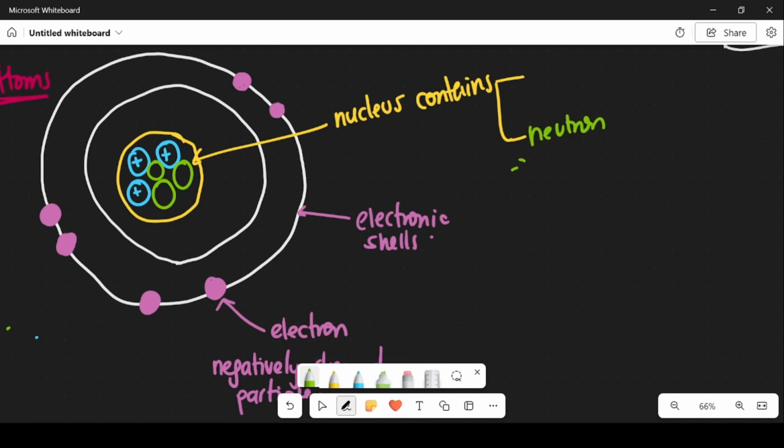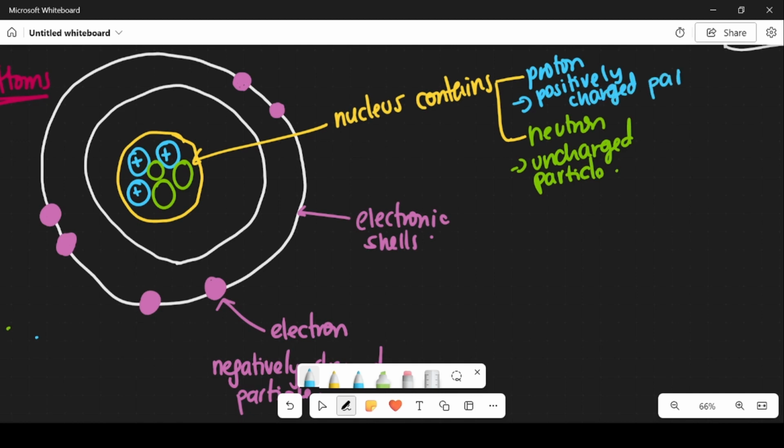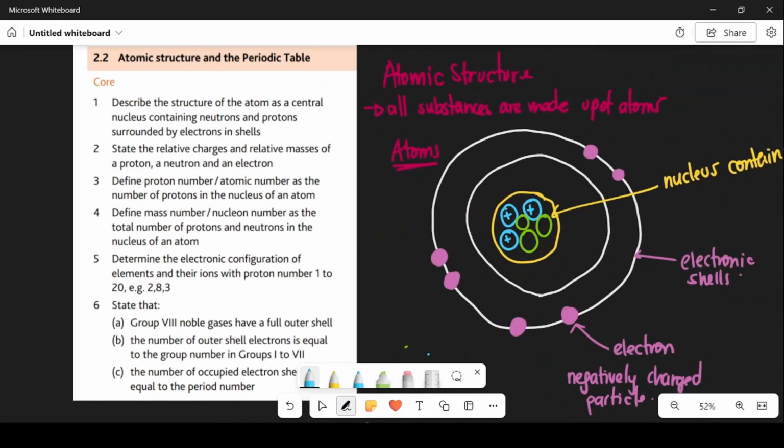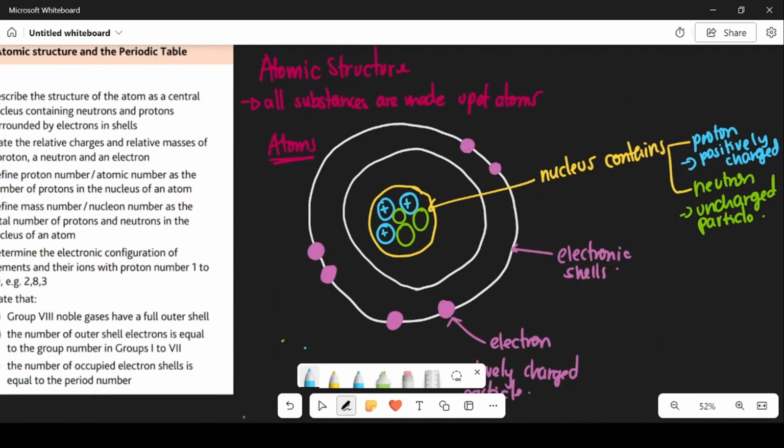And your neutron is an uncharged particle. It's not positive and it's not negative. And lastly, we obviously have the proton, which is a positively charged particle. So, in the first syllabus point, they want you to describe the structure of your central nucleus with your neutrons and protons surrounded by your electrons in the electronic shells.